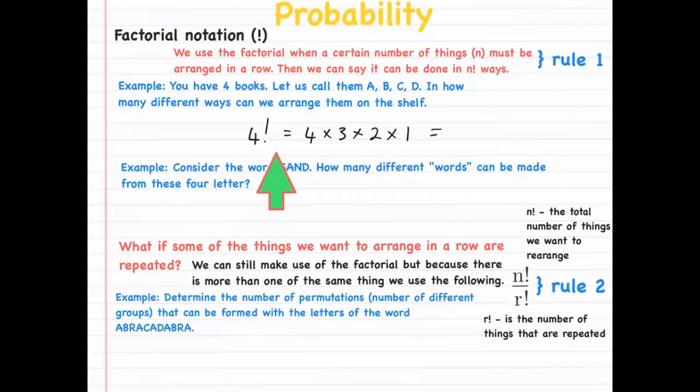But you don't have to calculate this. You can just simply, on your calculator, press the 4 and then look for that little exclamation mark on your calculator, okay? You can easily find that, and you will press the second function button, and then you press that factorial button and you press equal, and then you will get an answer of 24.